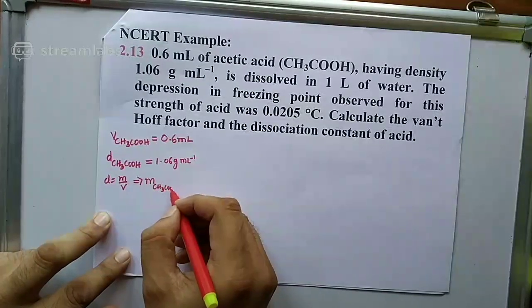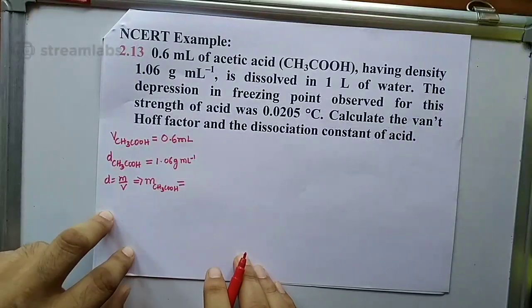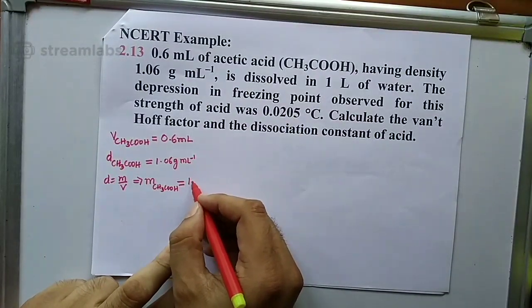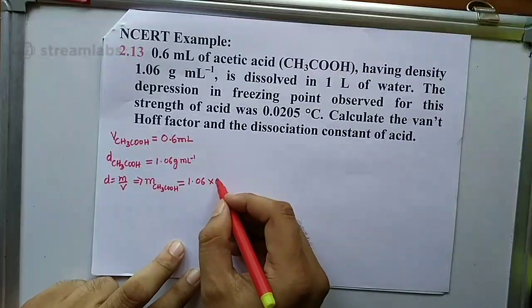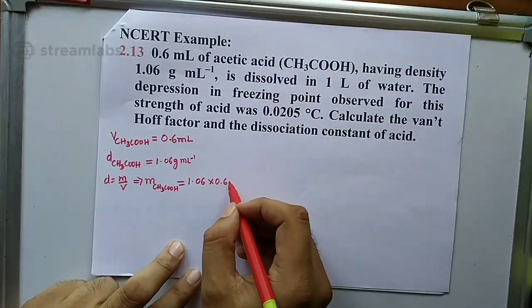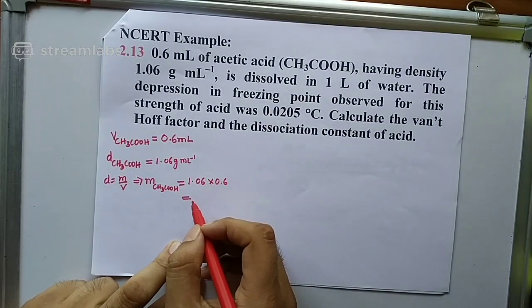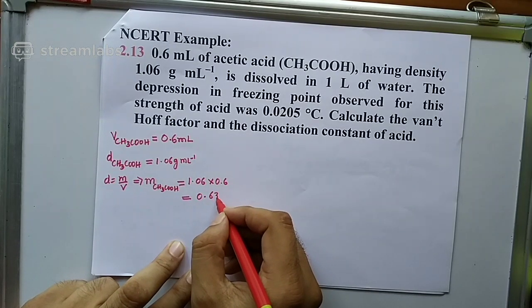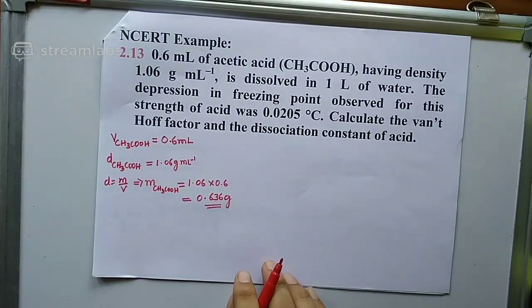Mass of acetic acid will be equal to density into volume. What is the density? 1.06 multiplied by, what is the volume? 0.6. You know that the answer will be in terms of grams. So this will be equal to 1.06 multiplied by 0.6, which is equal to 0.636 grams. I think this point is clear to you, students.